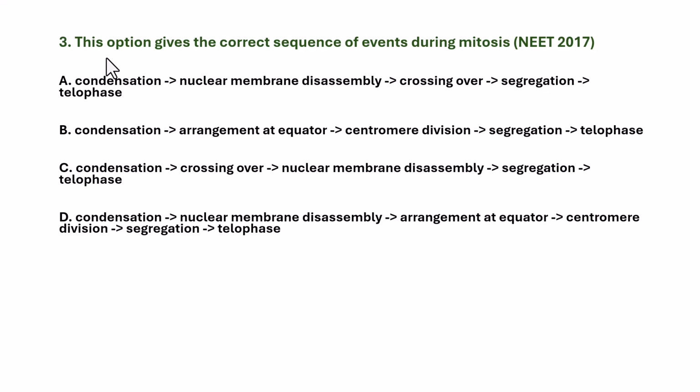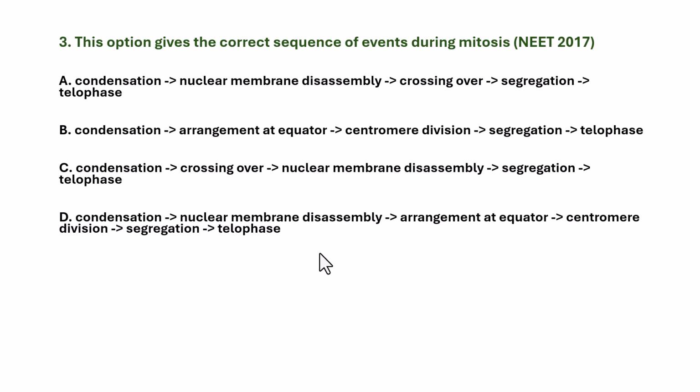Now we are talking about the third question. Which option gives the correct sequence of events during mitosis? This is from NEET 2017. A is condensation, nuclear membrane disassembly, then crossing over, then segregation and then telophase. B is condensation, arrangement at equator, centromere division, segregation and telophase. C is condensation, crossing over and then nuclear membrane disassembly, then segregation and then telophase. D is condensation, nuclear membrane disassembly, arrangement at equator, centromere division, segregation and telophase.